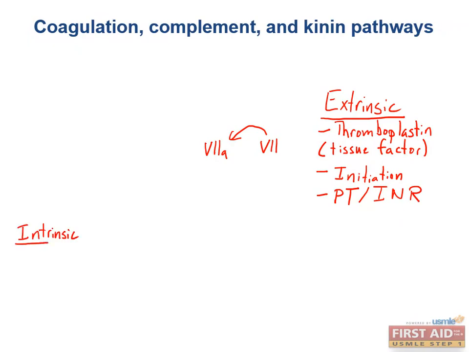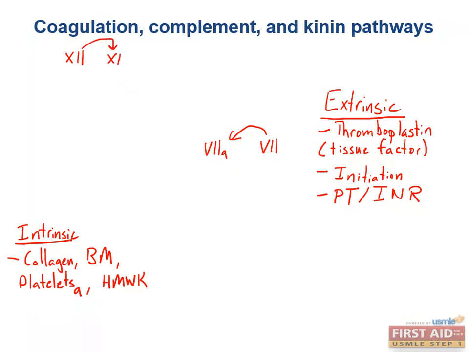Next up is the intrinsic pathway. The intrinsic pathway starts with factor 12. When factor 12 is exposed to collagen, the basement membrane, activated platelets, or high molecular weight kininogen, it converts to 12A. 12A then converts factor 11 to 11A, which in turn converts 9 to 9A.